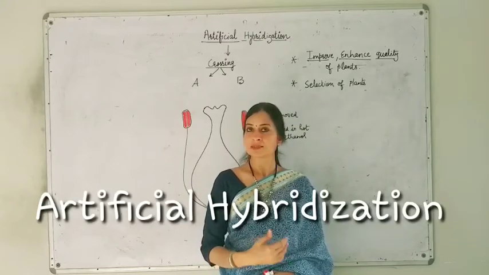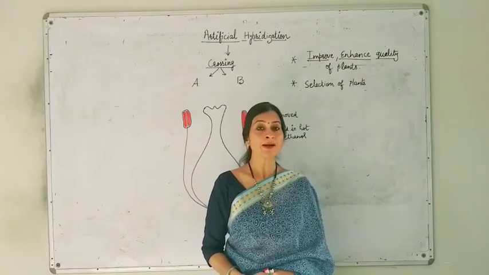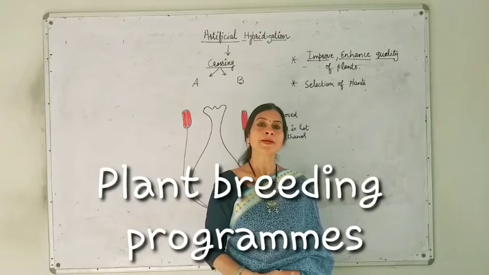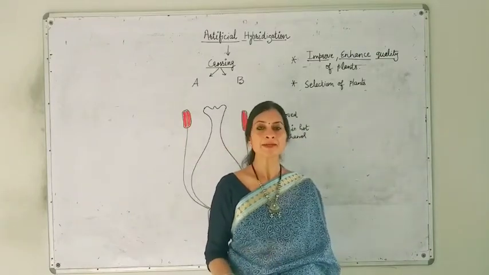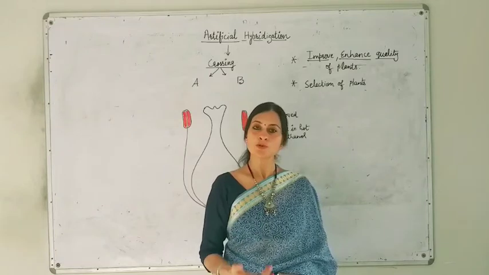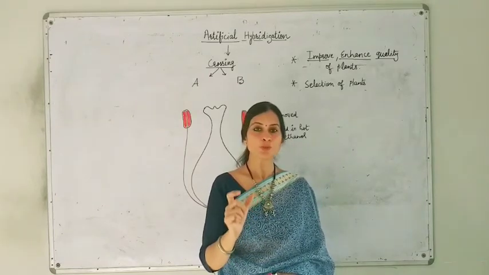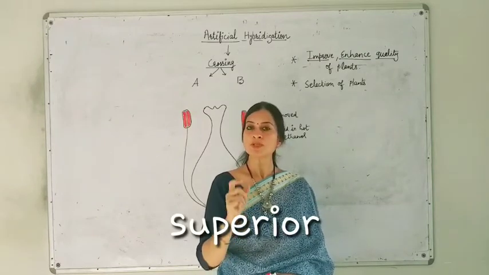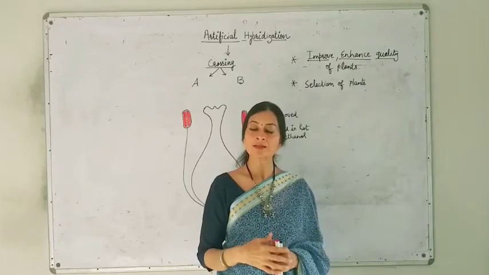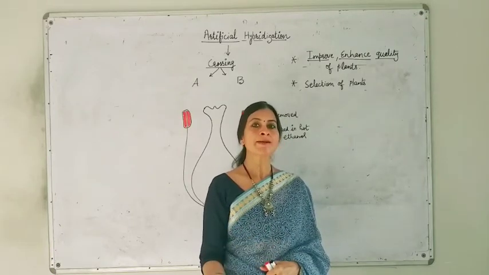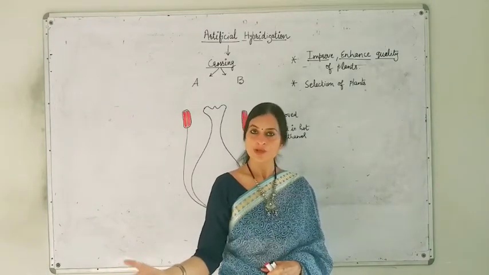Okay, this artificial hybridization is an important process in plant breeding programs. Plant breeding programs involve production of better progenies from the superior plants. Here I am using the word superior. Why superior? Because the plants that we are going to cross with each other have the desired features that we want to have in their progenies.